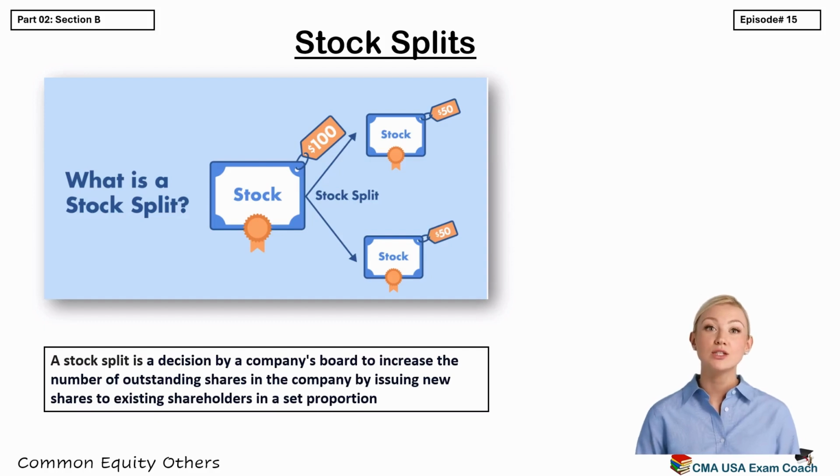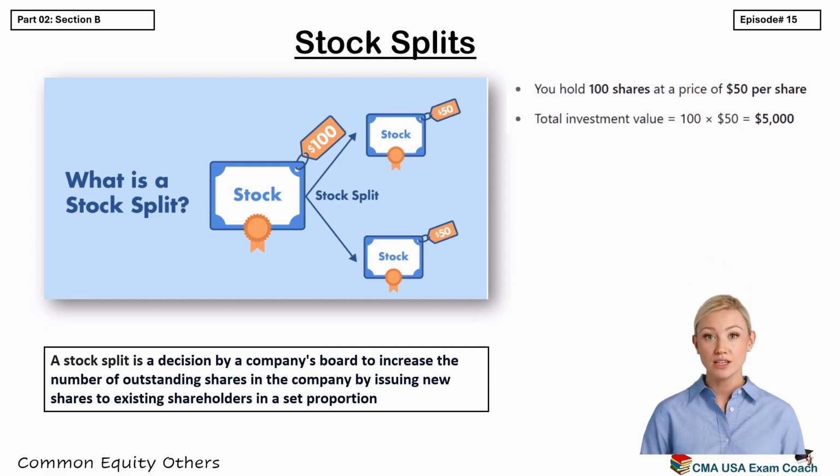Next, we will discuss stock split. A stock split is a corporate action where a company increases the number of its outstanding shares by issuing more shares to existing shareholders. This is done in a specific ratio, such as 2-for-1, 3-for-1, or even higher. However, while the number of shares increases, the total value of the investment remains the same because the price per share is adjusted accordingly. Let's take a simple example to understand how a stock split works.